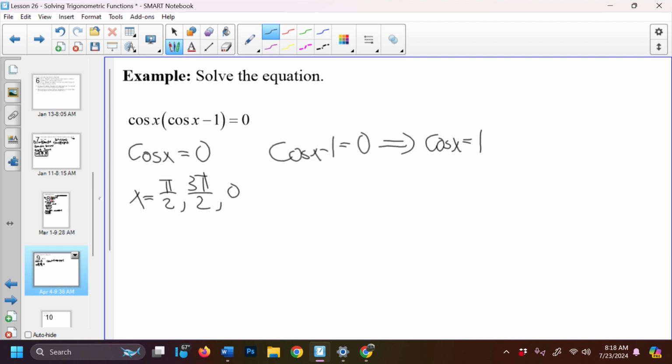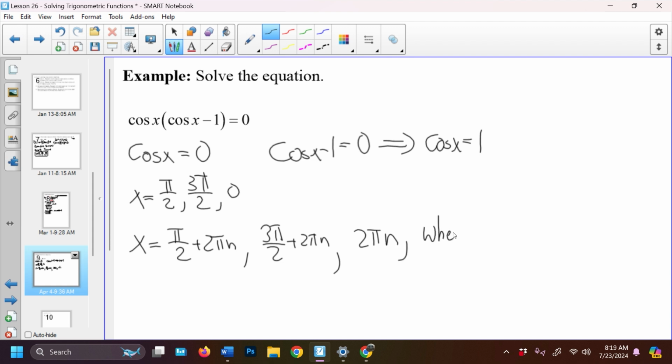So I need to find all of the solutions, and to do that I am going to add those multiples of 2 pi to each of those terms. So all I need to do is just say x is equal to pi over 2 plus 2 pi n, 3 pi over 2 plus 2 pi n, and 0 plus 2 pi n, but we're too smart to write that as a final answer. So we'll just put 2 pi n, and then we'll say where n is an element of the integers.